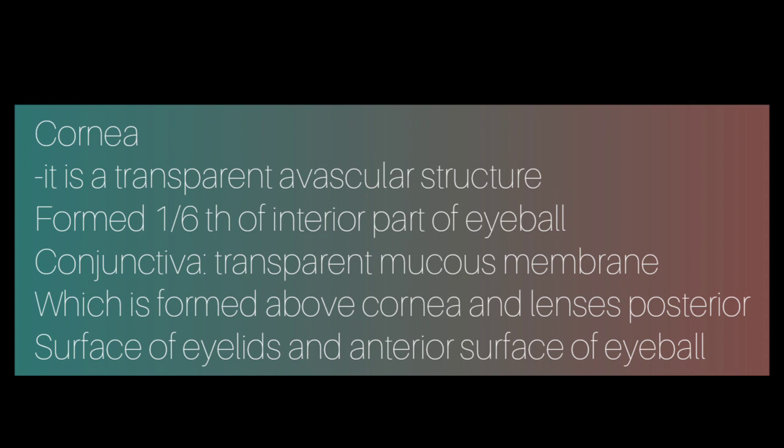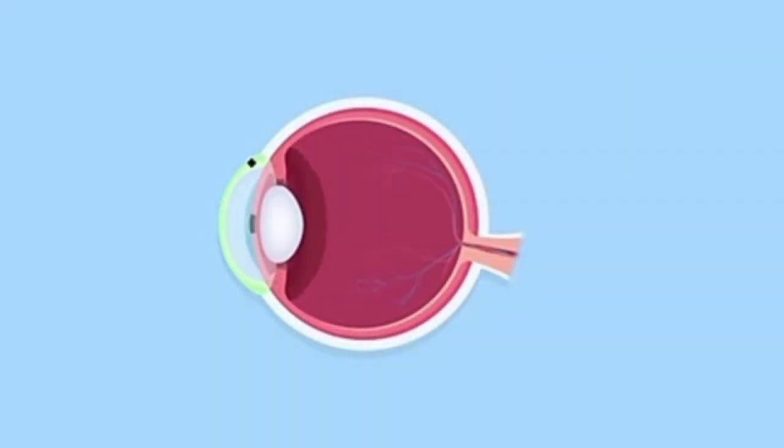Cornea is a transparent avascular structure forming 1/6 of the anterior part of the eyeball. Conjunctiva is a transparent mucous membrane which is formed above the cornea and lines the posterior surface of the eyelids and the anterior surface of the eyeballs. Now let us see the cornea in much more detail.